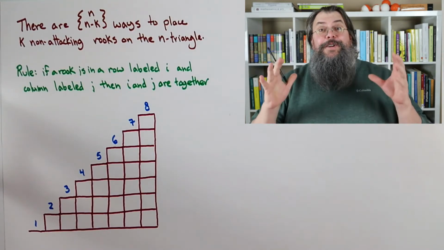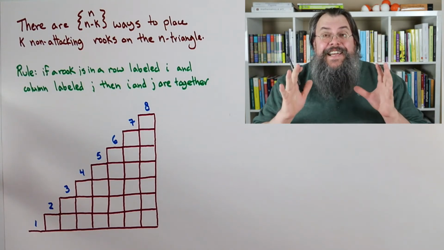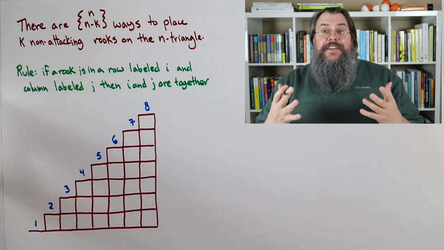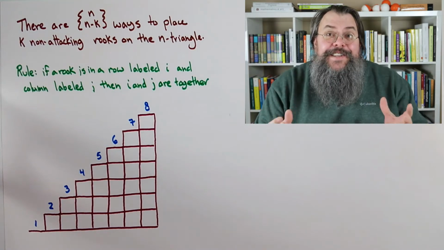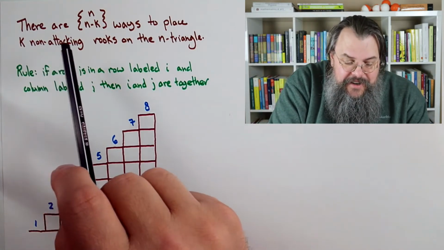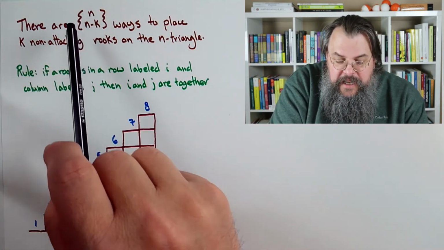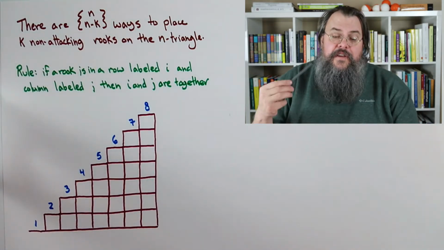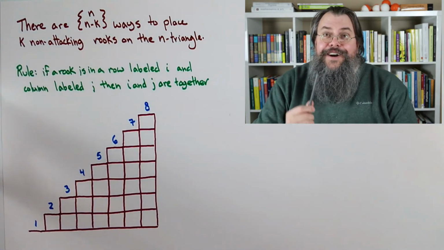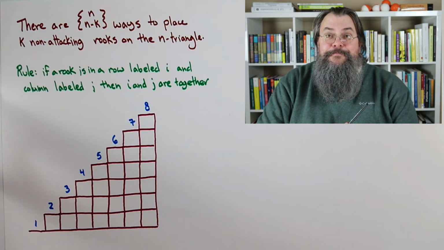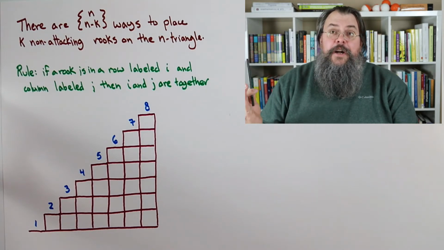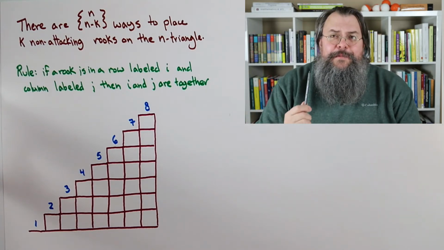Those numbers were the Stirling numbers of the second kind. And it turns out that that's not a coincidence. There are the Stirling number of the second kind and n minus k ways to place k non-attacking rooks on this n triangle. Now, if you're trying to remember, wait, what was the Stirling numbers of the second kind?